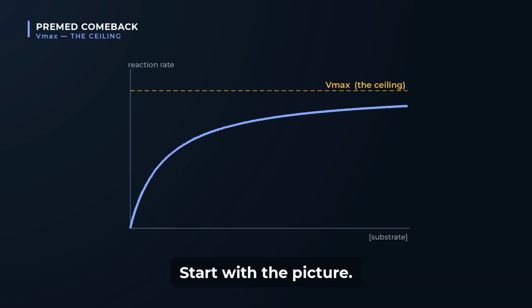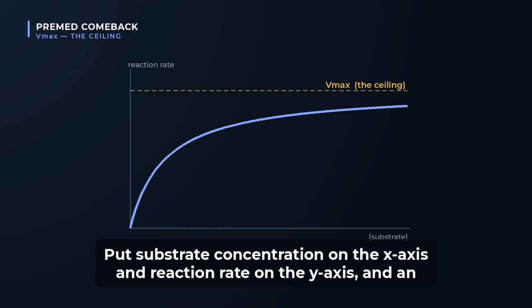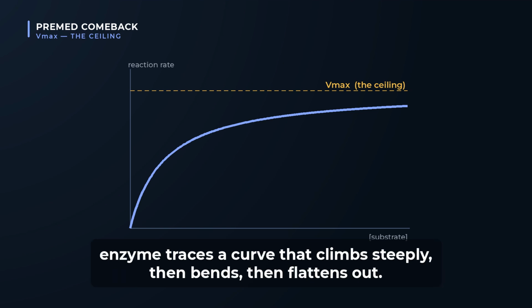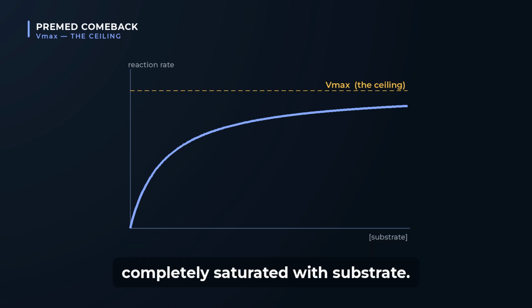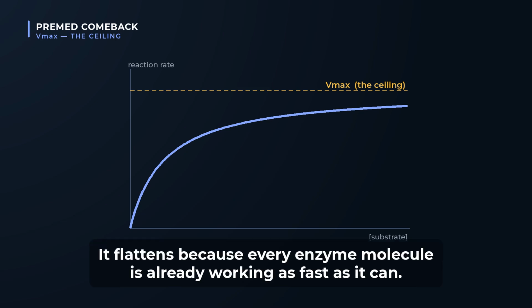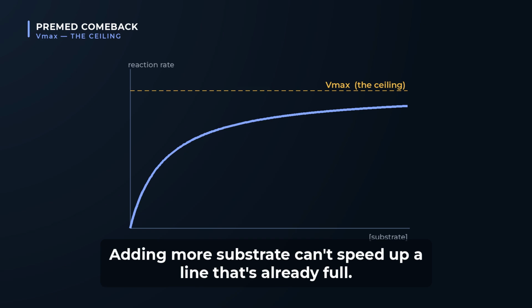Start with the picture. Put substrate concentration on the x-axis and reaction rate on the y-axis. An enzyme traces a curve that climbs steeply, then bends, then flattens out. That flat ceiling is Vmax, the maximum rate the enzyme can reach when it is completely saturated with substrate. It flattens because every enzyme molecule is already working as fast as it can. Adding more substrate can't speed up a line that's already full.